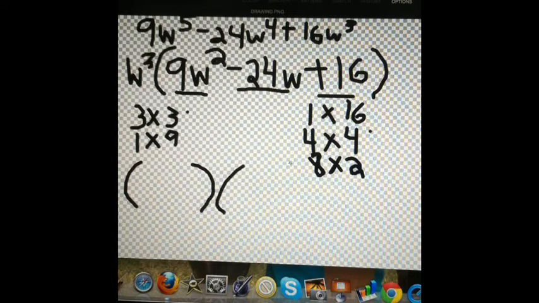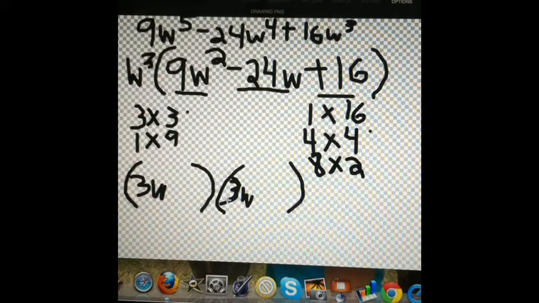I think that the right multiples from the 9w square side would be 3 times 3, because 3 times 3 equals the 9, so that will give you your 9w square. The other ones won't really give you that, so I think that's why it's going to be that one from that side.